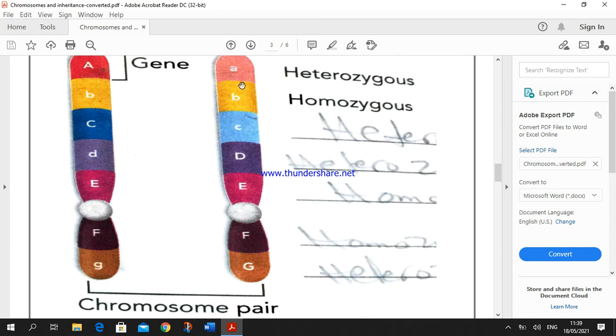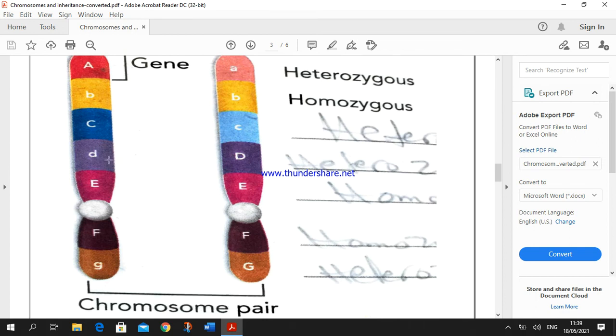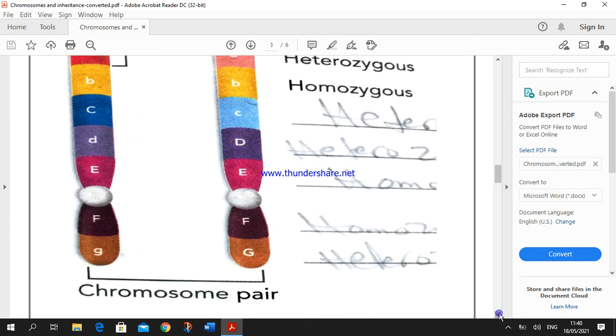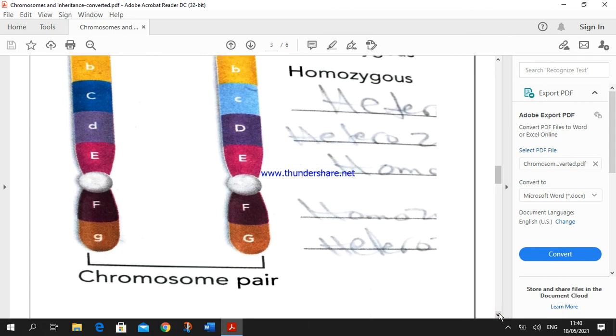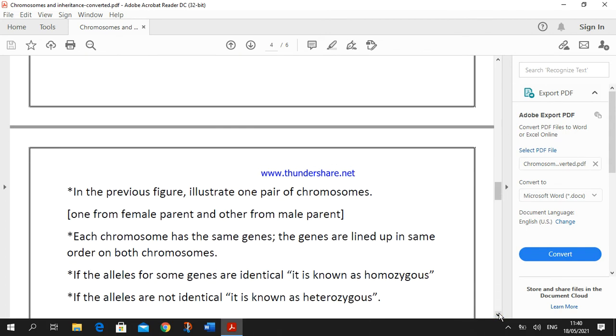If the two alleles for some genes are identical, it is known as homozygous, like P small, E capital, F capital, F capital. But if the alleles of other genes aren't identical, like A capital, A small, this is known as heterozygous. Heterozygous means it consists of different alleles, while homozygous is formed from identical alleles.